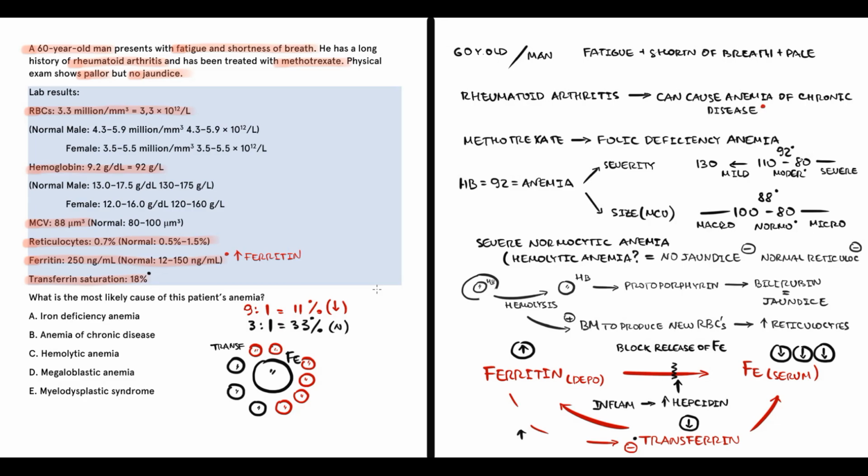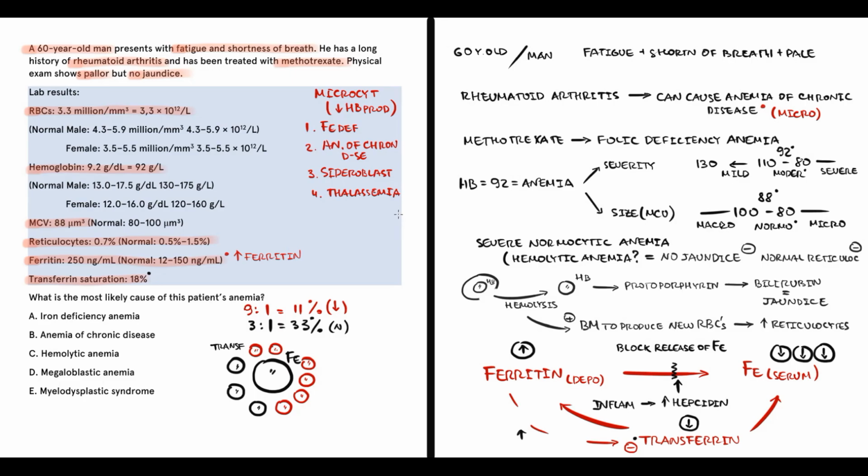The only question that remains is why in this case the anemia is normocytic, why it's not microcytic as it should be in anemia of chronic disease. Recall that we have 4 microcytic anemias. It's iron deficiency anemia, anemia of chronic disease, sideroblastic anemia, and thalassemia. They all lead to formation of small red blood cells.